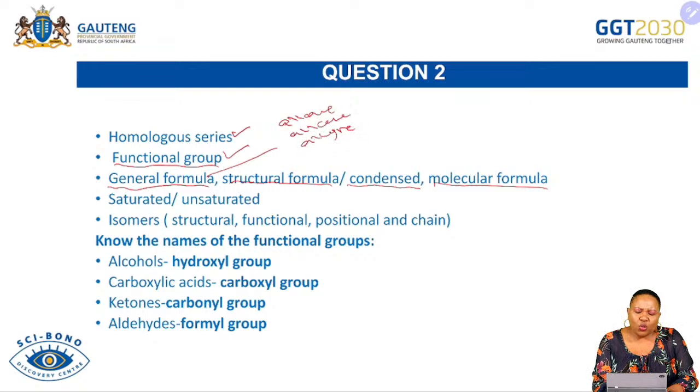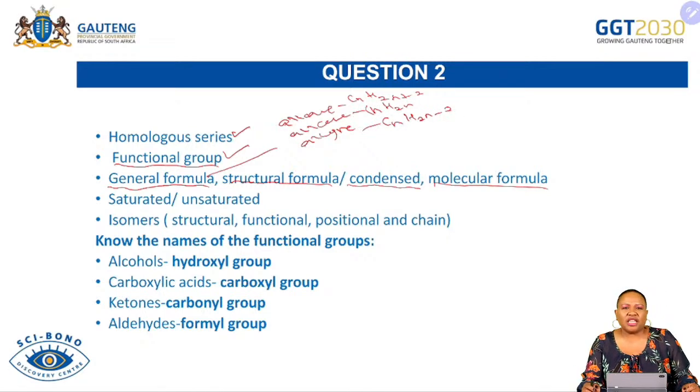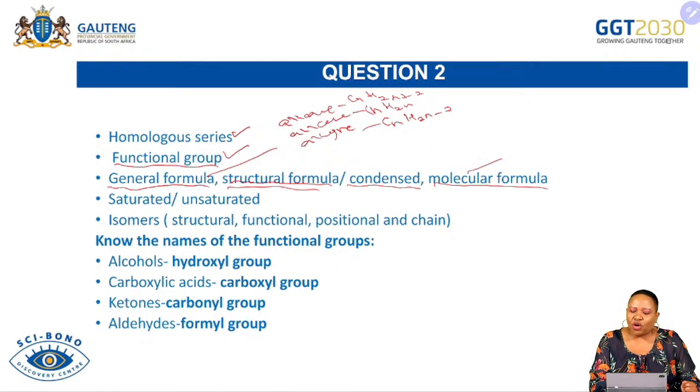And we know that what was making them different: alkanes were CnH2n+2, alkenes were CnH2n, and alkynes were CnH2n-2. Just to remind you what the general formula is. And then in terms of the structural formula, I think most of us know what we mean by structural formula or semi-condensed structural formula.